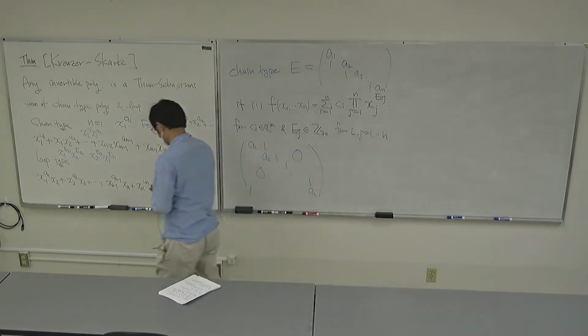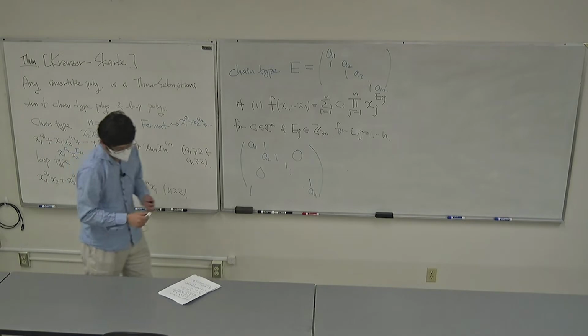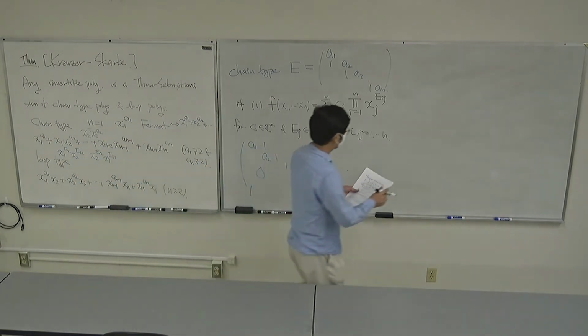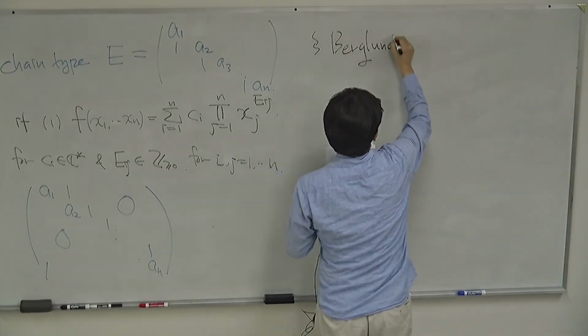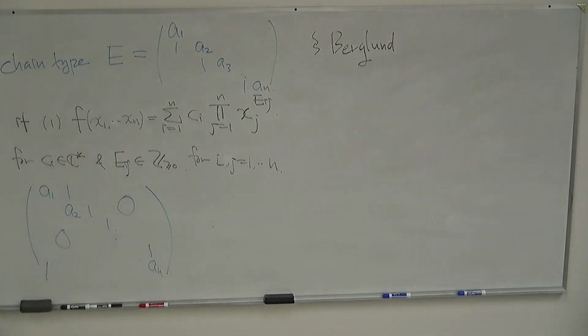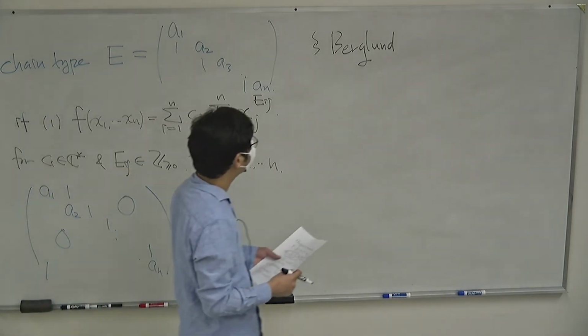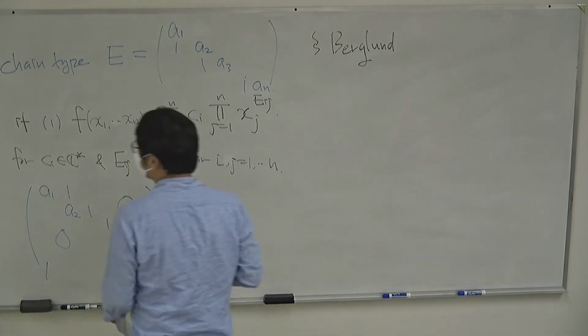Then we can introduce the so-called Berglund-Hubsch transpose. Are you assuming all of the ai are non-zero? Yes, right. All ai are non-zero, because this must be invertible. Especially a1 and an for the chain type are greater than or equal to 2. For other cases it's a non-negative integer. Thank you, and I forgot that.